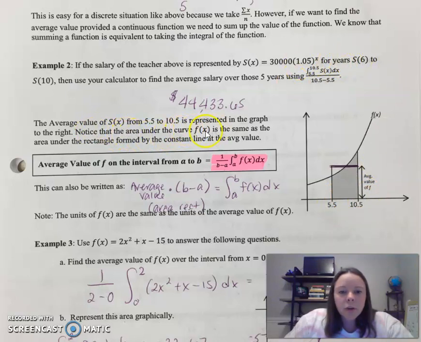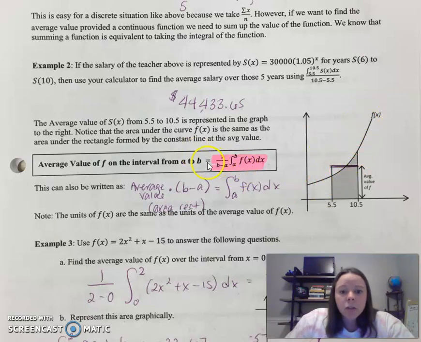Notice that the area under the curve of f of x is the same as the area under the rectangle formed by the constant line at the average value, right? So that 44,433.65, that's actually the y value. That's this horizontal line right here. And the area under that horizontal line is going to be the same as the area under this curve.